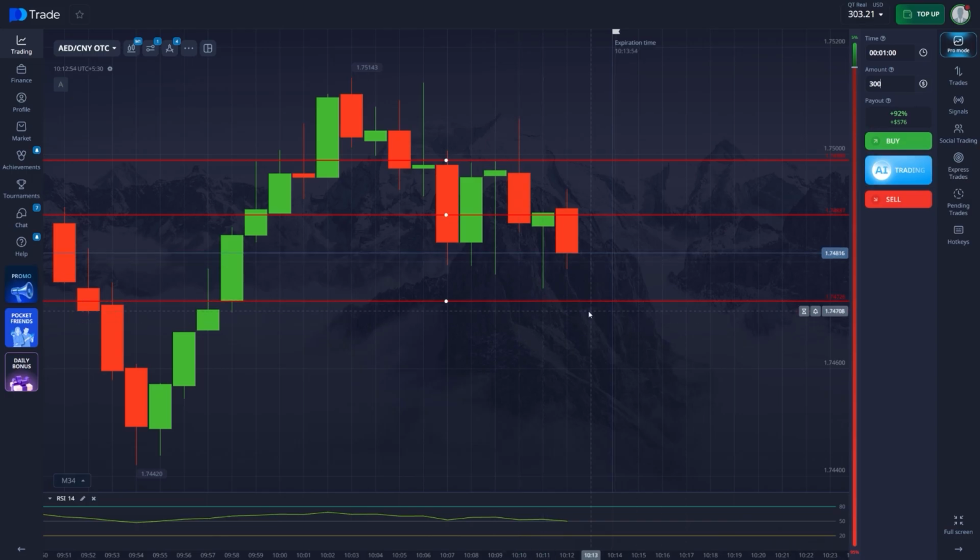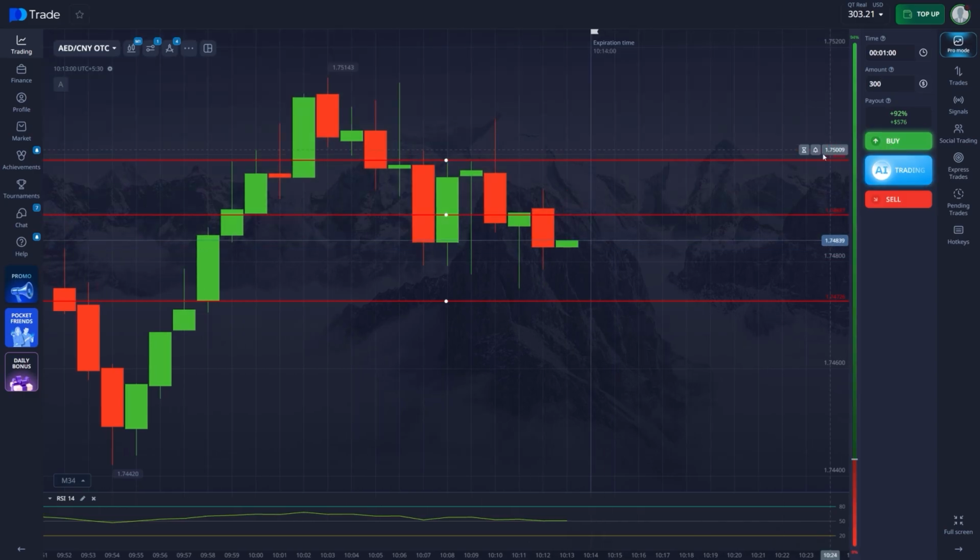Because RSI is around the middle rather than extremely overbought, there is still room available for an upward move. So I have placed the $300 trade in the upward direction. The entry is based on a clear support zone, repeated lower wick rejection, buyer pressure, and RSI remaining away from the overbought extreme. Now let's wait for the result.